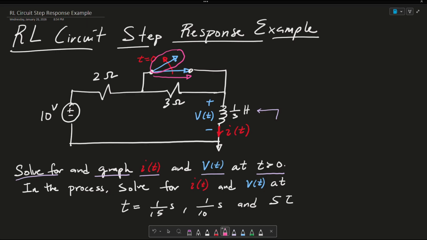Next, in the process of solving for these parameters, we also want to solve for the current and voltage through the inductor at time equals 1/15 seconds, time equals 1/10 seconds, and time equals 5 tau, where this tau is the time constant, the importance of which we discussed in our previous video. If you want to pause the video and try this complex problem by yourself before seeing if you received the right answer, feel free to do so.